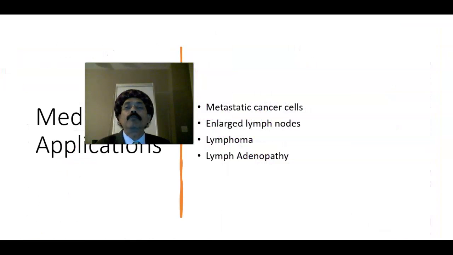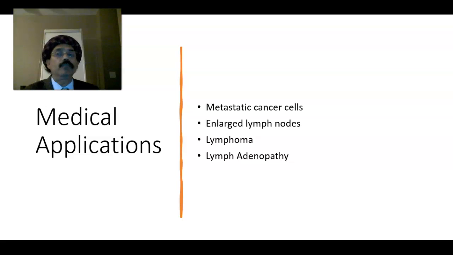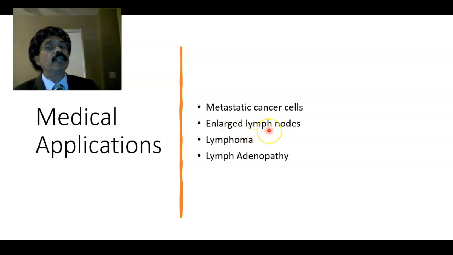Okay, so we have to know some medical applications of the lymph node. One term is metastatic cancer cell. This is a malignant cancer cell. The cancer cell may proliferate in the primary site, then it is dislodged and enters the lymphatic channel. It may go to the lymph node, and again it will proliferate in the lymph node. So the lymph node may be enlarged due to any infection.